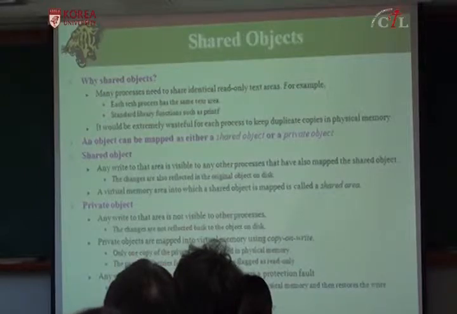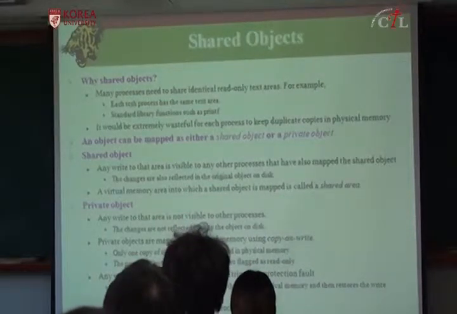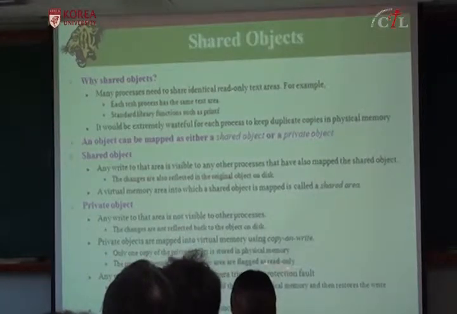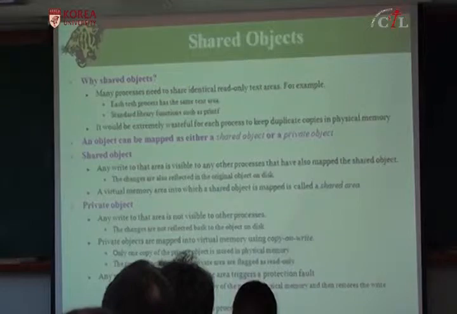Initially only one copy of the private object is stored in physical memory, and the page table entries for the private area are flagged as read-only because you are mapping to the same file. You only create a single image in the main memory. Okay, only one copy, but you mark them as read-only and private. So any write to this private area triggers a protection violation because you are doing a write on a read-only page. You mark them as read-only because it's private.